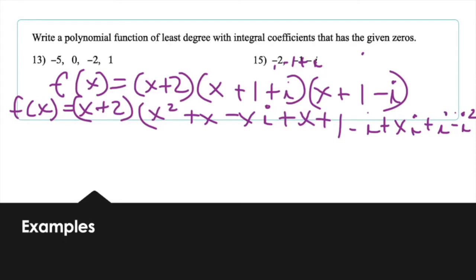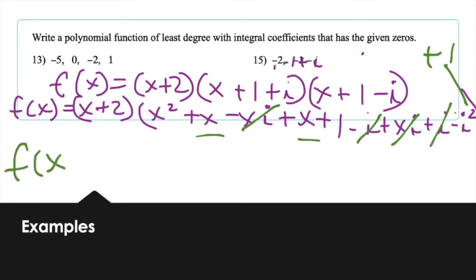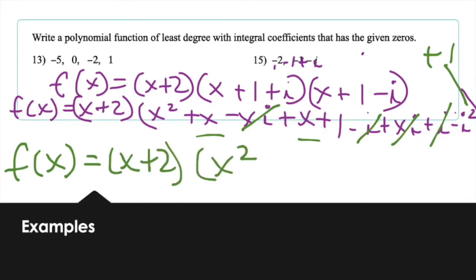Okay, there's a lot of things that cancel out here. All right, so this xi with the negative xi and positive xi, and this negative i and that i cancel out. These are going to come together, and i squared is going to change. i squared is going to be a negative 1, and that already negative makes it a positive 1, so this makes a plus 1. Let's bring all this together. f of x equals x plus 2 times x squared plus 2x plus 2. We're not done even still.